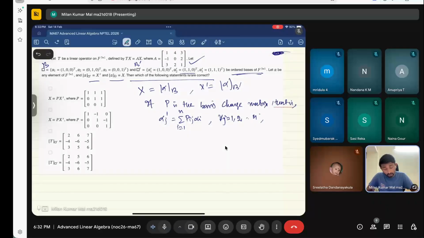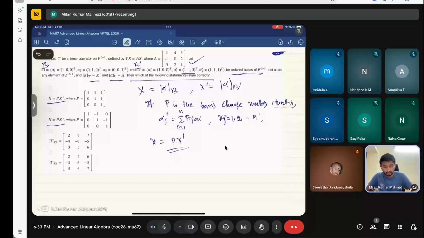So this is what it is. Then we know that x is equal to P x dash. This is true in both cases, but in the first two options x equals P x dash is written, but two types of P are given. So we have to check what P is. Maybe one of them is correct, maybe none of them are correct. So what is P?